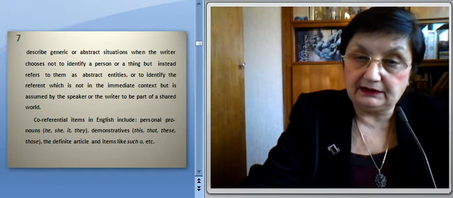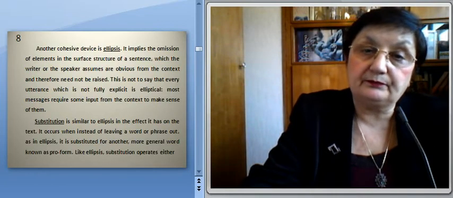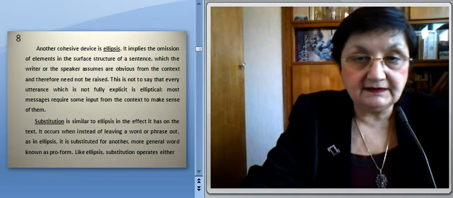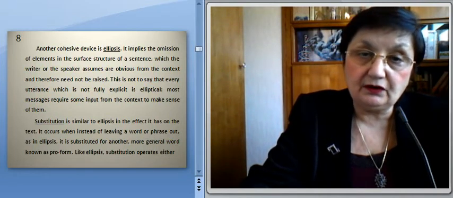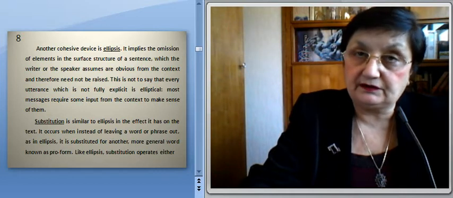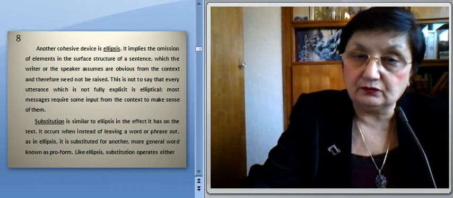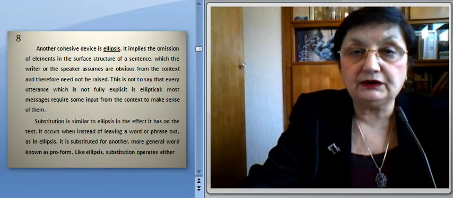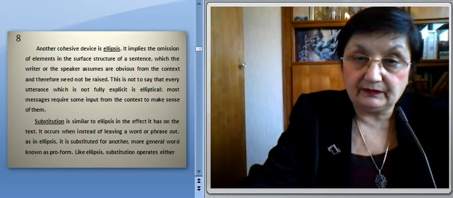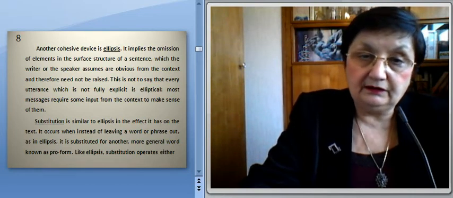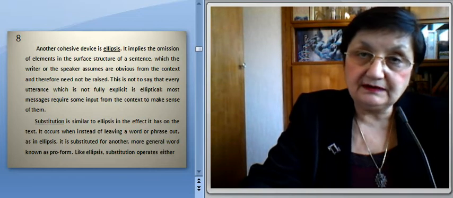Another cohesive device is ellipsis. It implies the omission of elements in the surface structure of a sentence, which the writer or the speaker assumes are obvious from the context and therefore need not be raised. This is not to say that every utterance which is not fully explicit is elliptical. Most messages require some input from the context to make sense of them.